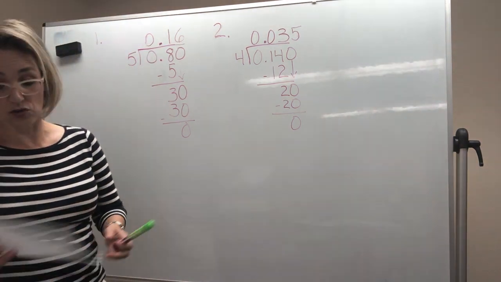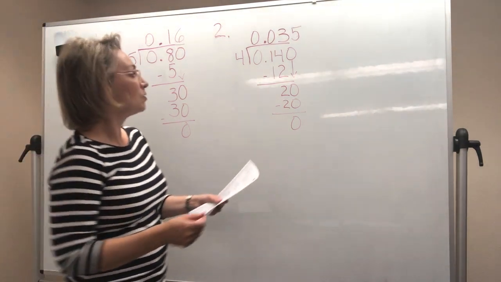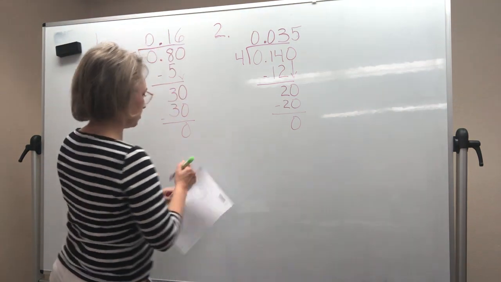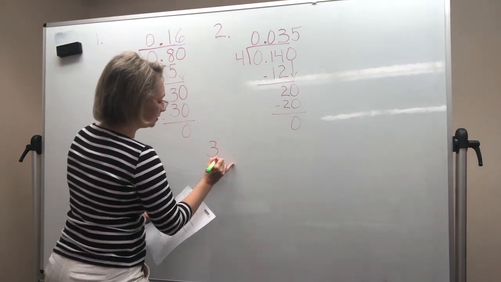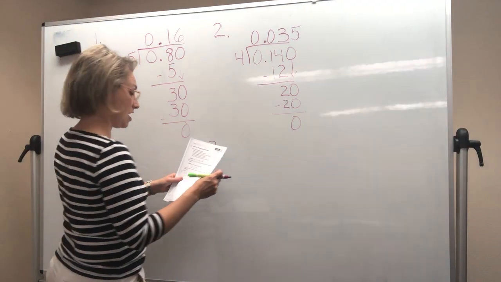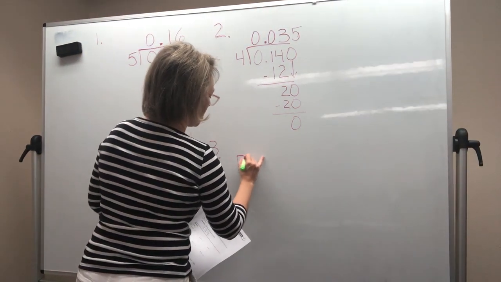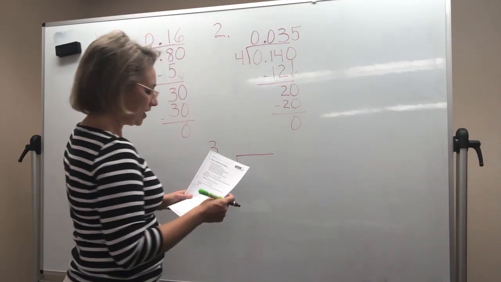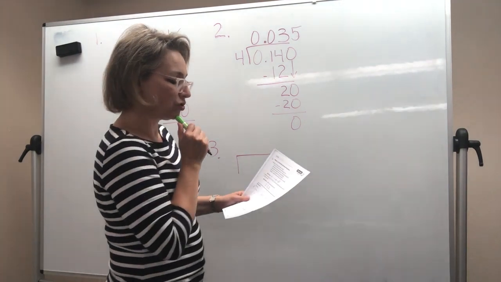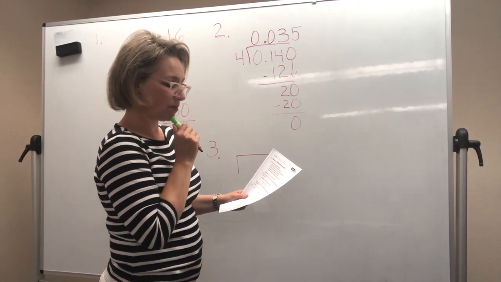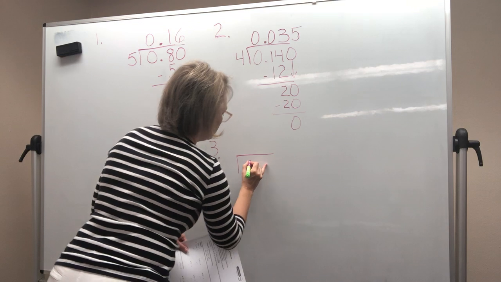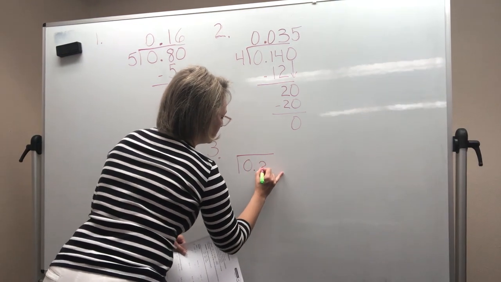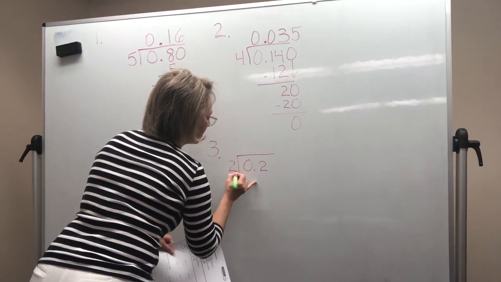Okay, let's do one more just to make sure. We'll do number 3. I'll do it right here. It says number 3 on the worksheet, okay? We'll make our division box. I'm going to read this problem to myself. It says 2/10 divided by 2. So the 2/10 has to go inside, divided by 2. 2 is on the outside.